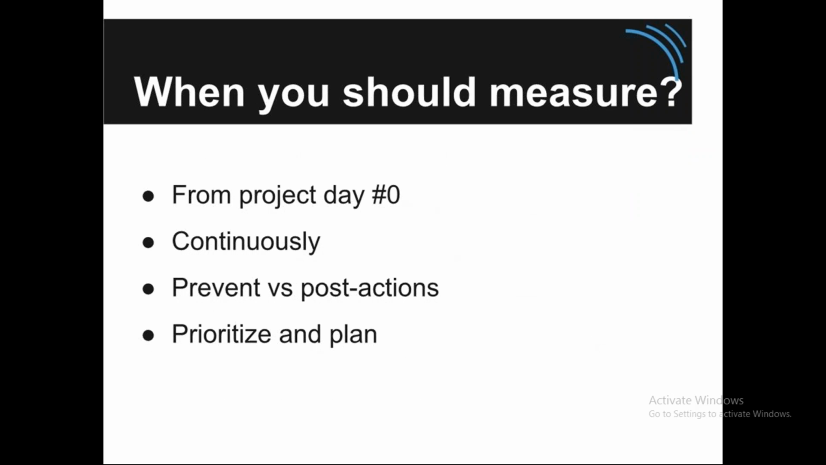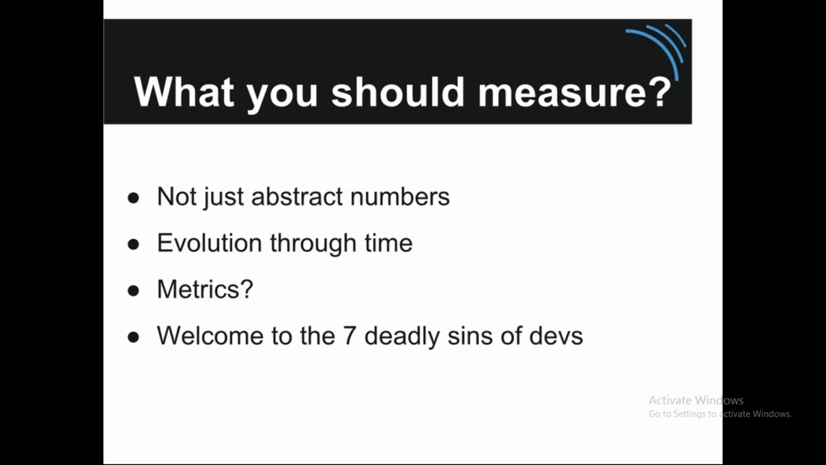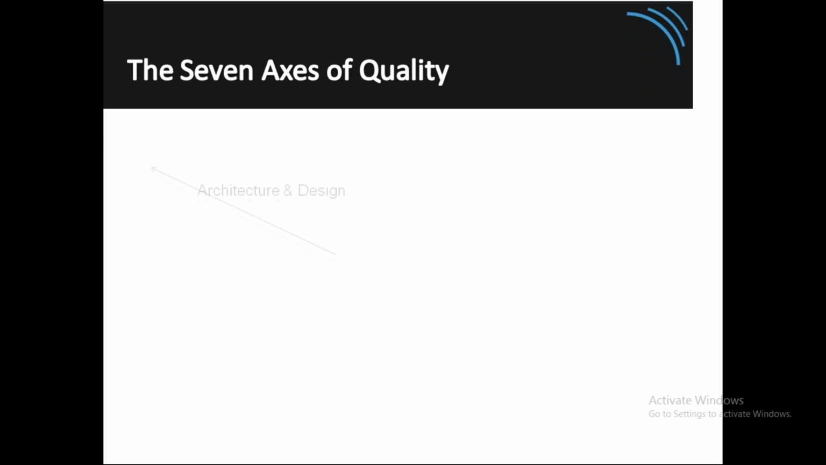Now, when should you measure? From day one, continuously, so that you can prioritize, plan and prevent last-moment changes and post actions. We have discussed this, so I'm skipping it. What should you measure? It's not just an abstract number, it's a list of things, but most of the time you measure the 7 deadly sins. And what are the 7 deadly sins?